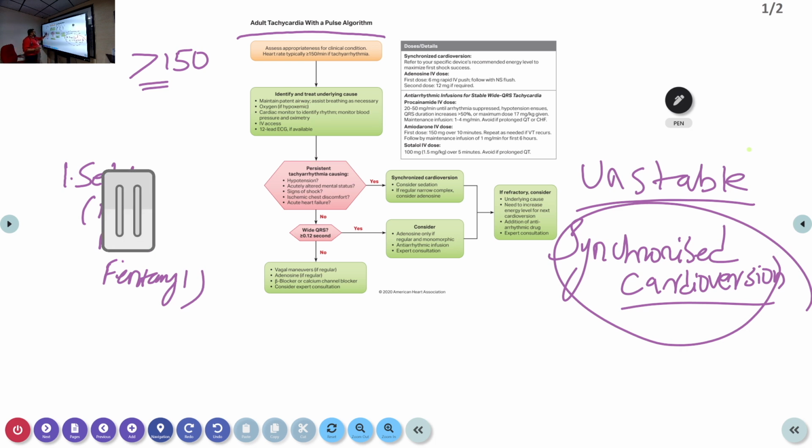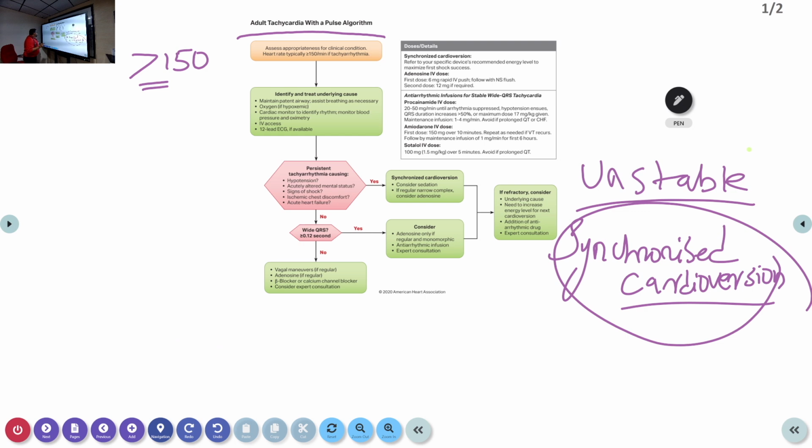The next thing you have to know is whether it is a wide complex or a narrow complex.